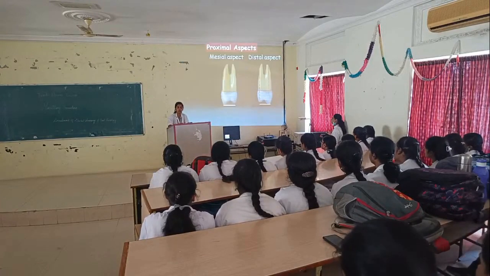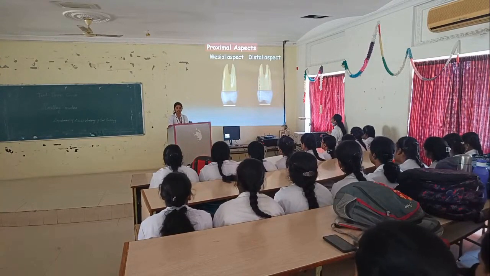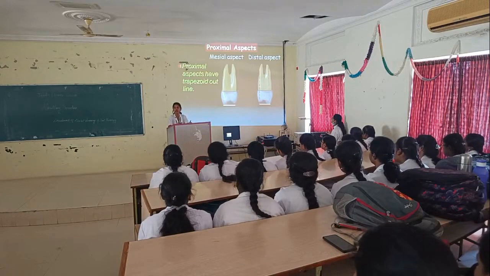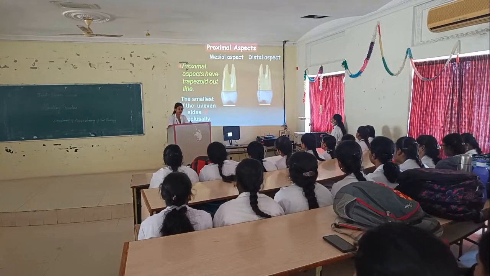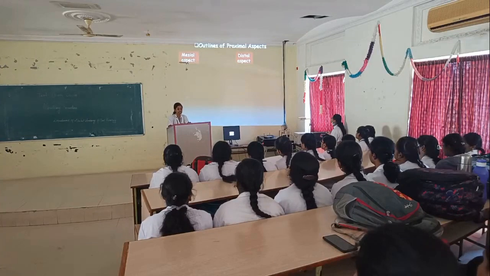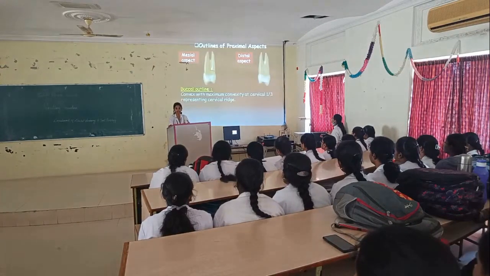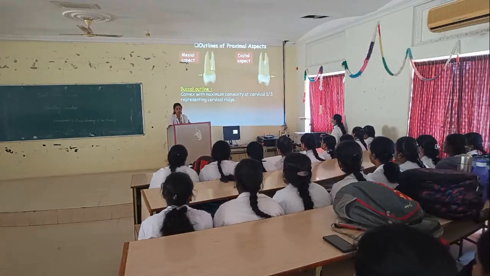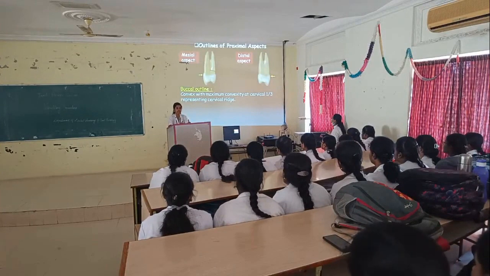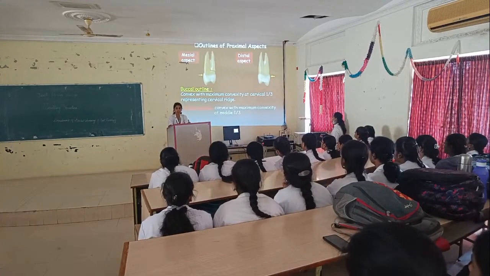Next we are going to see the proximal aspect, that is the mesial and the distal aspect. Proximal aspects also have a trapezoidal outline, but here the smallest side is present occlusally. Outlines of the proximal aspects, both the mesial and the distal aspects: the buccal outline has the maximum convexity at the cervical 1/3. In the lingual outline, the maximum convexity is present at the middle third.